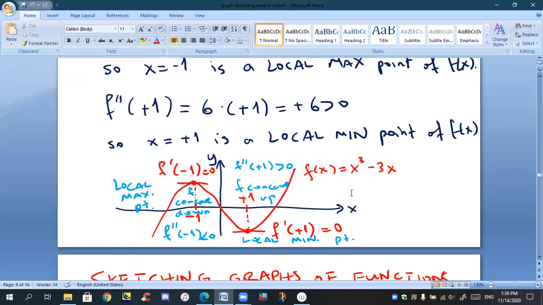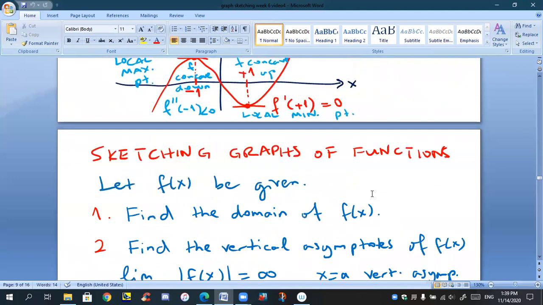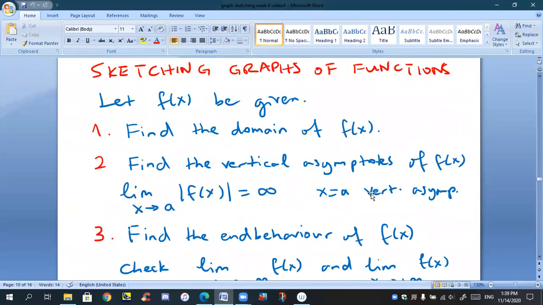Again, remember the picture of that function. At minus 1, we had a local max, but that's a concave down graph there. So the second derivative at minus 1 is also negative, as we found. And at plus 1, the second derivative turned out to be positive, which is because f is concave up around plus 1. Okay. Now, the last part of this video is sketching graphs of functions.